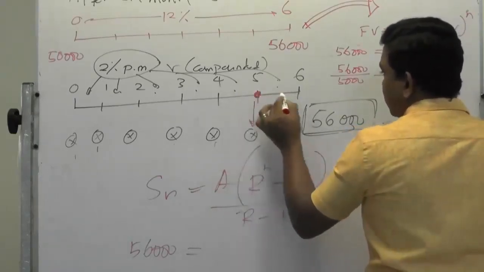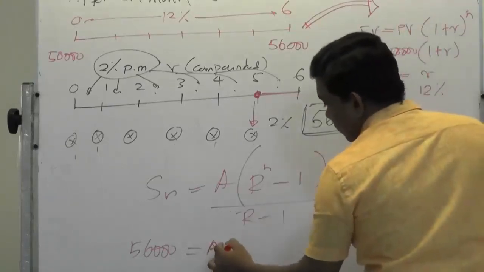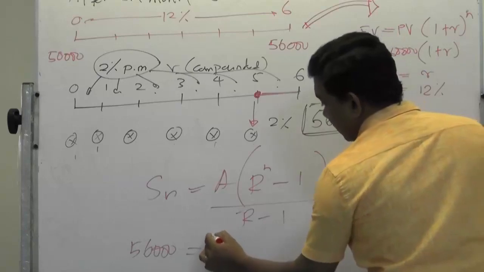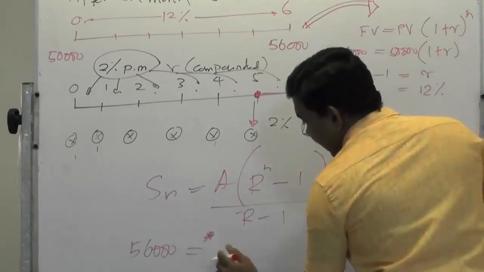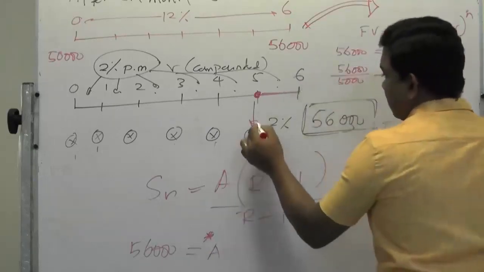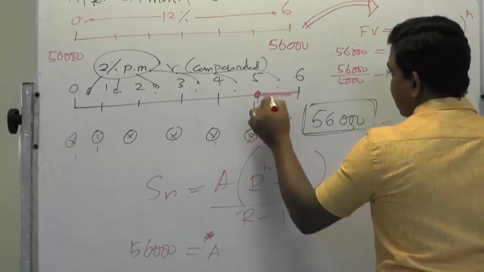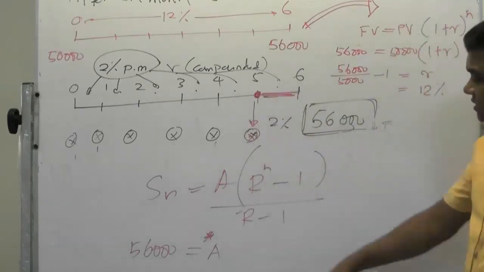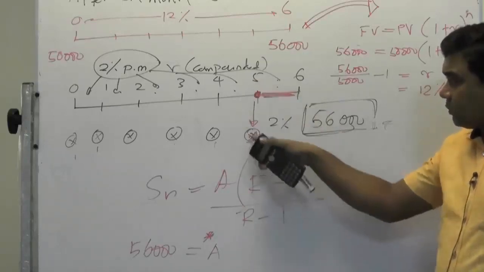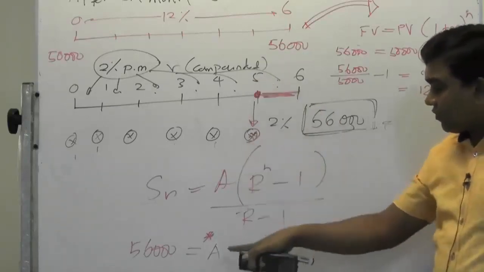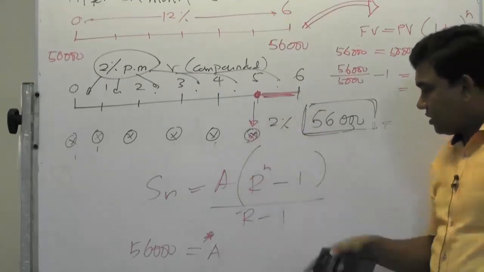But the last deposit also has 1 month of interest. Therefore, this A will include 1 month. Keep in mind, I will use a star mark here because this A is not only the deposit, A will be the deposit plus 1 month interest. Keep in mind, this A represents that because the deposit is made at the beginning, right? Deposit made at the beginning. Therefore, A represents the deposit plus 1 month interest.